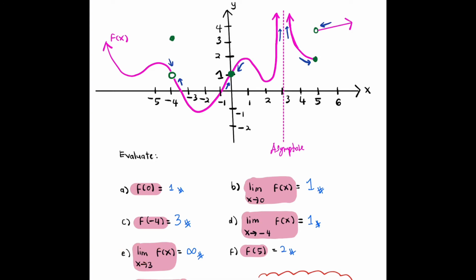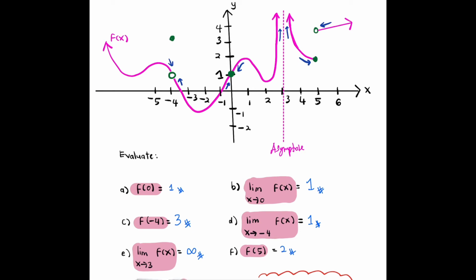Now let's see part E, limit of f(x) as x approaches 3. So let's see here, this is exactly on the vertical asymptote. So let's check the limit of f(x) as x approaches 3 from the right. As x approaches 3 from the right, this is equal to positive infinity. And the limit of f(x) as x approaches 3 from the left is also going to positive infinity. Since the values are the same, therefore we can conclude that the answer is positive infinity.